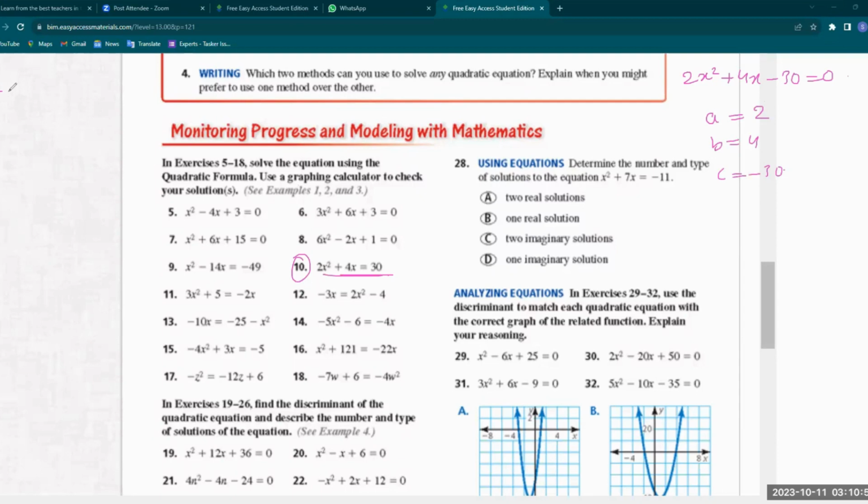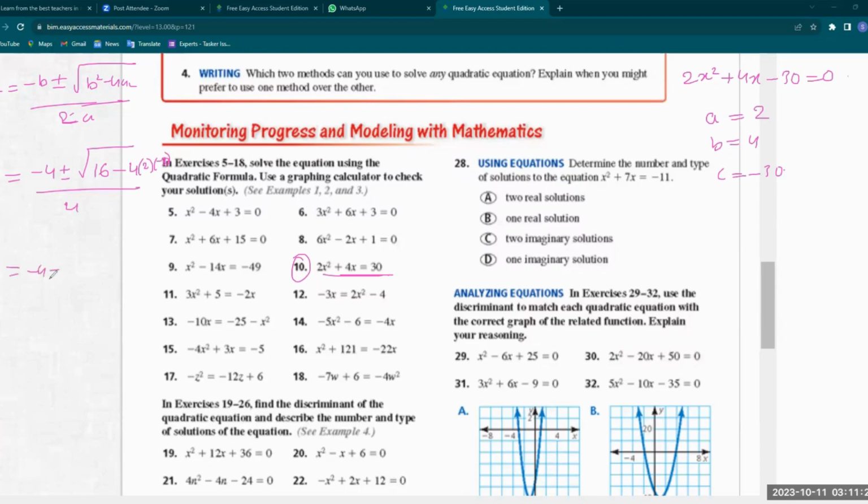So the formula is x equals -b plus or minus square root of b squared minus 4ac, divided by 2a. So -b will become -4 plus or minus square root of b squared, which means 4 squared is equals to 16, minus 4 times 2 times -30, whole divided by 2 times 2, which is 4.